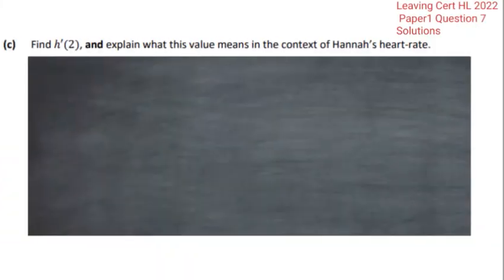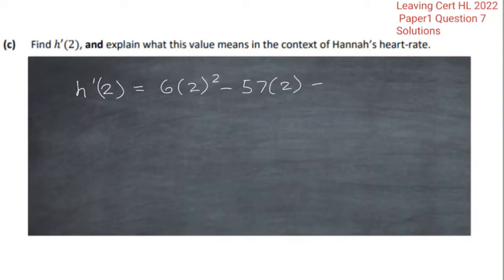Part C, h dash of 2. Explain what this means in the context of Hannah's heart rate. So let's find it first of all. So h dash of 2, let's substitute it into the last equation, and we're going to get 6 by 2 squared minus 57 by 2 plus 105. And we will get a result of 15.